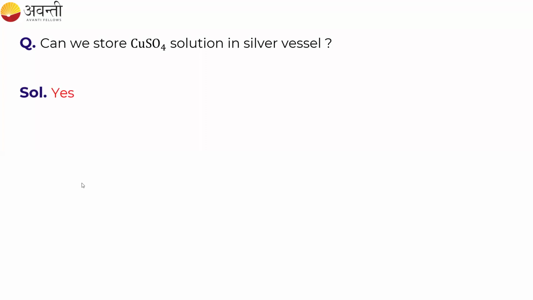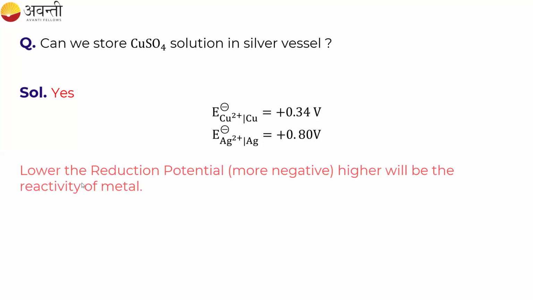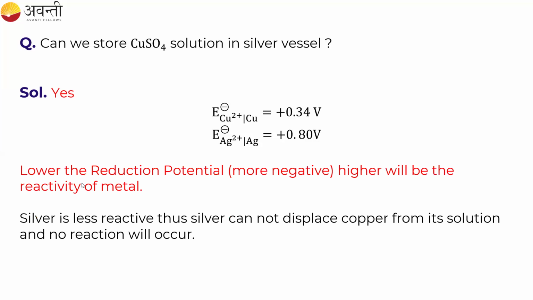Okay, Samira, we'll discuss now. We already know that the E0 value for copper 2+ to copper is +0.34. I took this from the electrochemical series table, and it will be given to you in the question, so you don't have to worry. And for Ag+ to Ag, it is +0.80. Lower the reduction potential, higher will be the reactivity of the metal. This is what we have discussed, right? So here silver is less reactive. Thus, silver cannot displace copper from its solution and no reaction will occur.